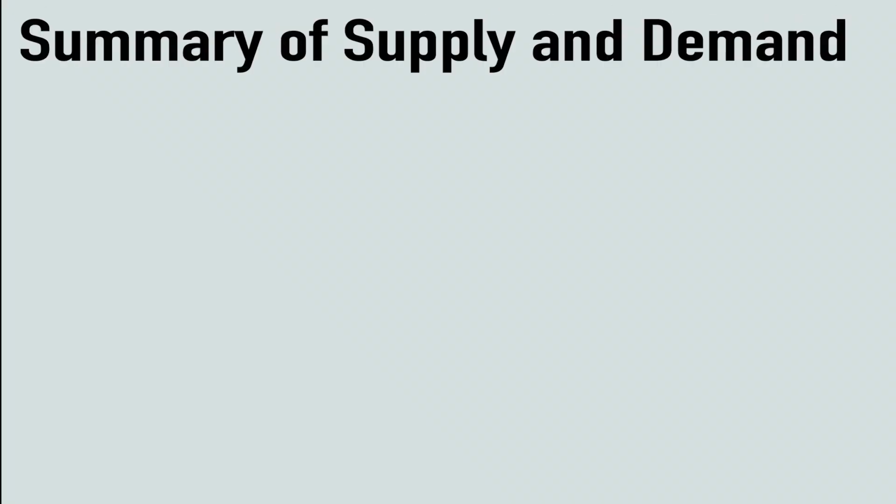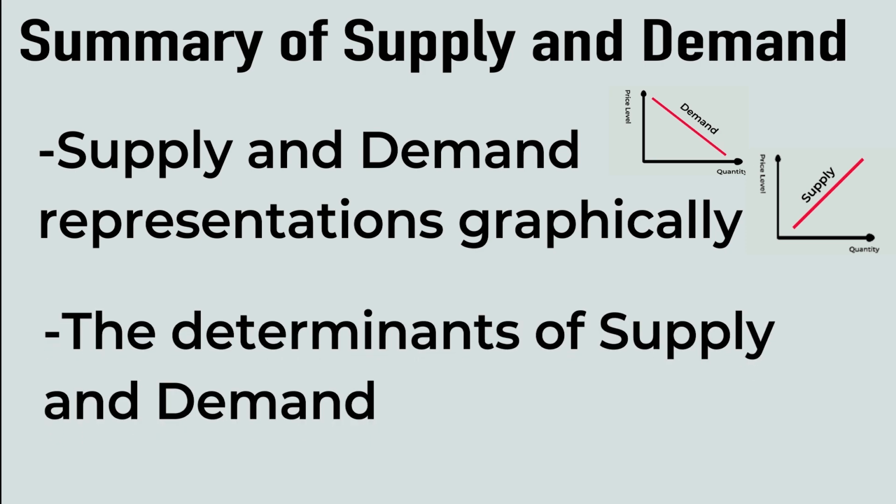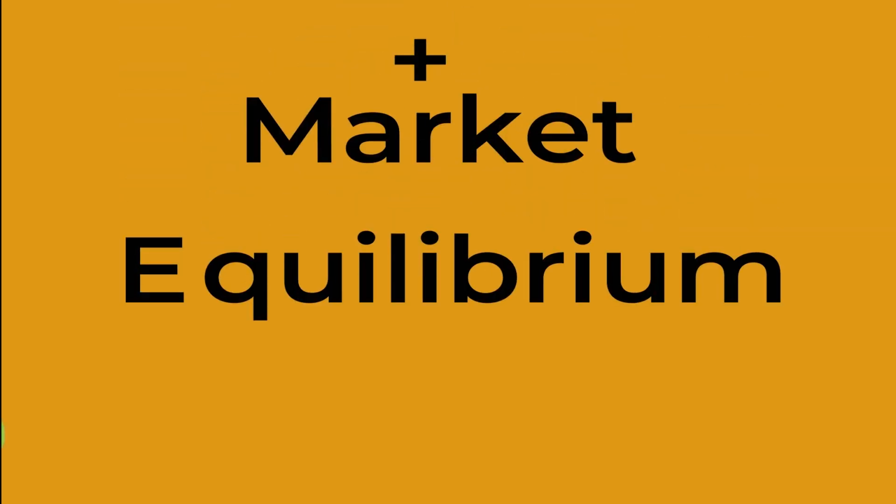There you have it. You've learned about supply and demand, how it relates to supply and demand curves on a quantity and price level graph, and the specific determinants that can cause rightward or leftward shifts. So far, we've looked at supply and demand separately, but in the next installment, we'll put these concepts together and learn about the essential study of market equilibrium.